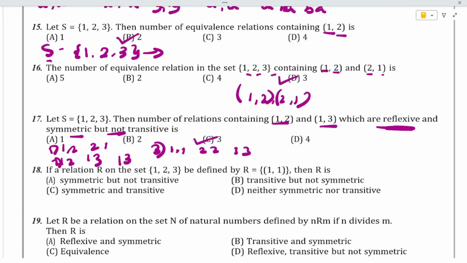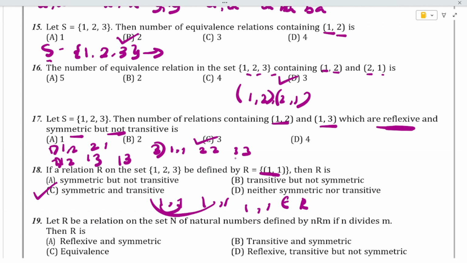Next is the 18th question. They have given the set {1}, that means you can observe by this relation only, it is reflexive, right? See, if you take (1,1), and only (1,1) will be there, so it is reflexive. Reflexive is not in the option, but it will be symmetric and transitive. (1,1) and (1,1), if you take again (1,1), it will belong to R only.